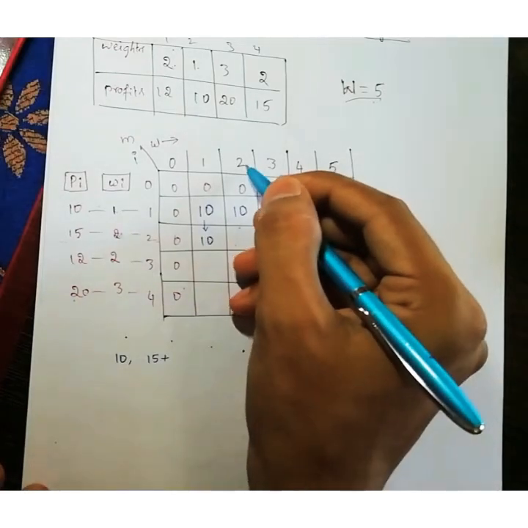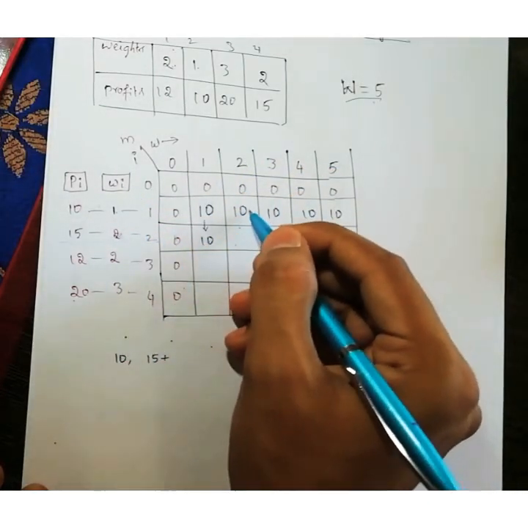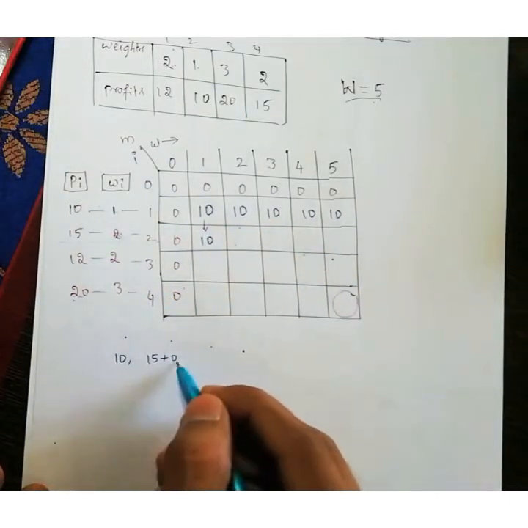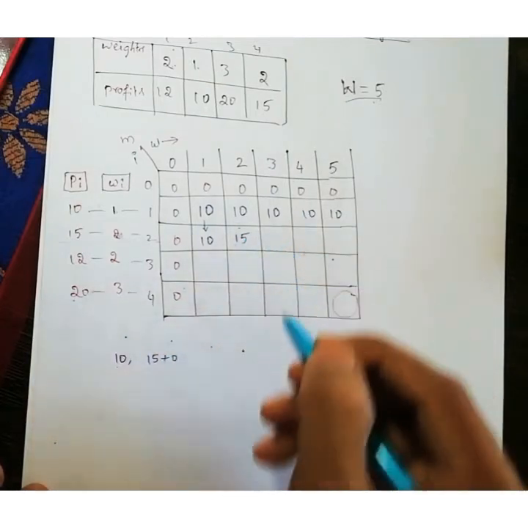So what is the capacity? 2, minus the weight, 2. 2 minus 2 is 0. So in the previous row, check the 0th column. What is the value? 0. So 15 plus 0 is 15. Between 15 and 10, which is the maximum? 15. So I will write 15 here.